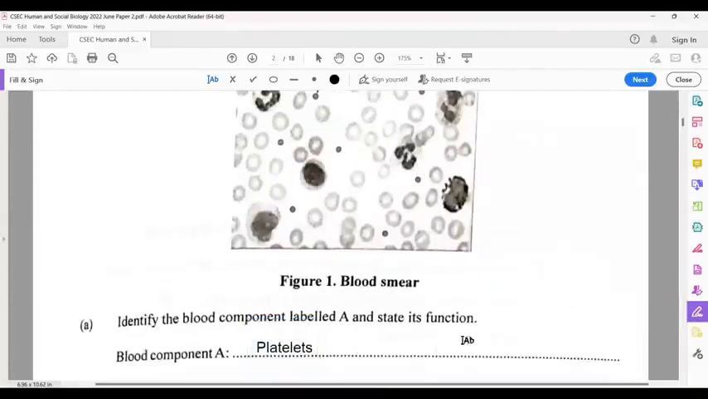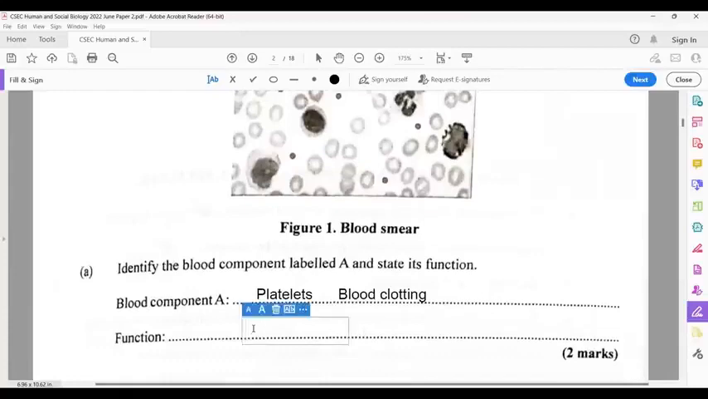And what do platelets do? Platelets serve the function to help in blood clotting. So when you get injured, when you get a cut, it's platelets, which are also known as thrombocytes, that jump into action to perform the blood clotting activities. So you could put blood clotting as the function.